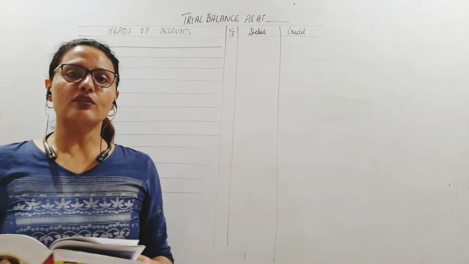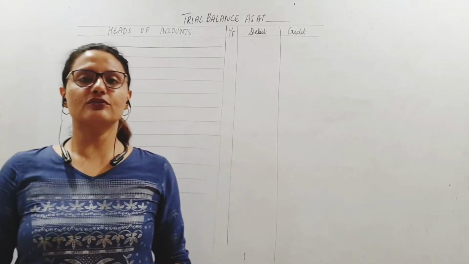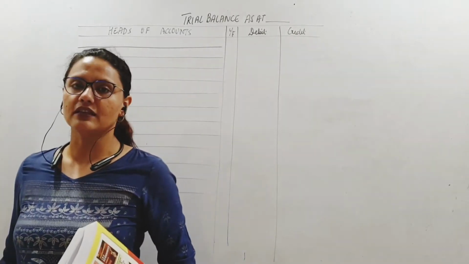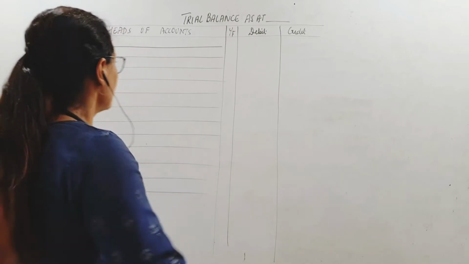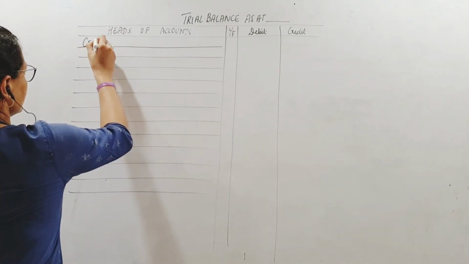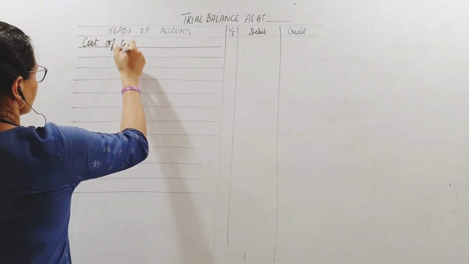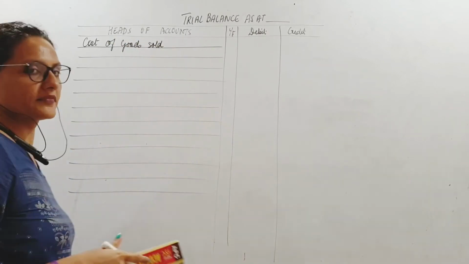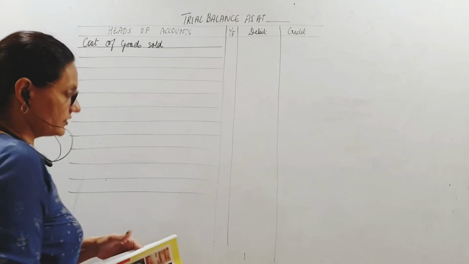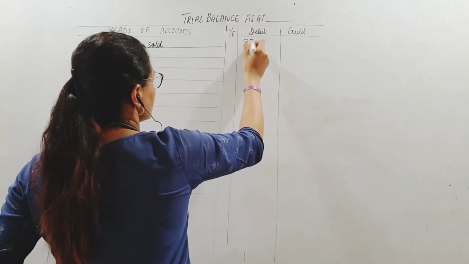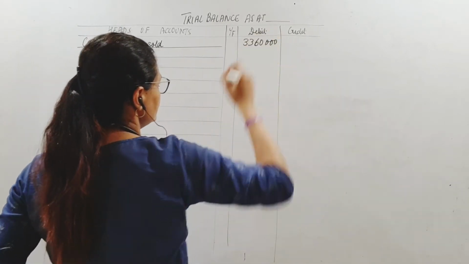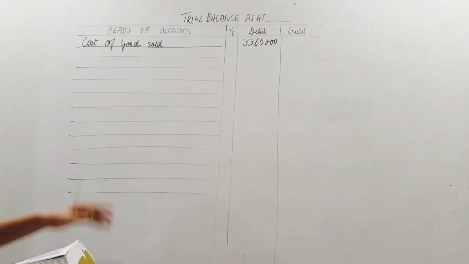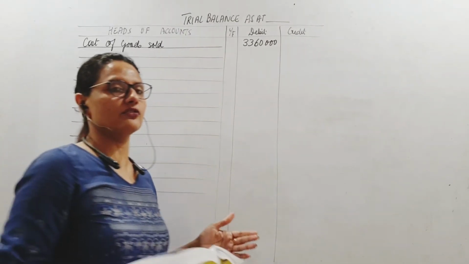You have been given cost of goods sold. What is it for the business? An expense, I told you. So cost of goods sold, whenever it is given, let us put it. Cost of goods sold, an expense, so it should go to the debit column, 33,60,000.